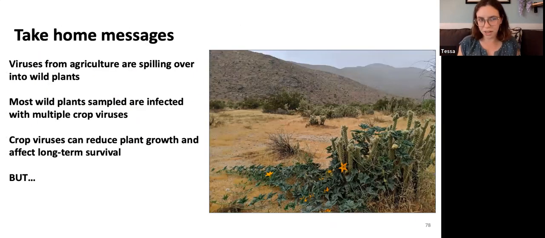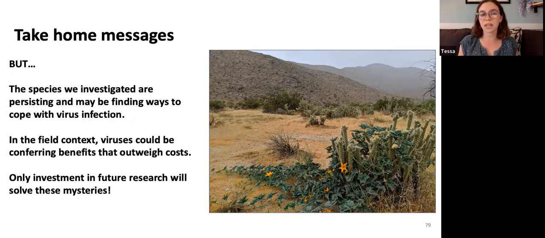As a take-home message, I want you all to have learned that viruses from agriculture are spilling over into wild plants. Most wild plants sampled are infected with multiple crop viruses. These crop viruses can reduce plant growth and affect long-term survival, but the species we investigated are persisting and may be finding ways to cope with virus infection. Remember the story of the pumpkin plants that are infected with virus having an advantage, where they are less likely to contract a bacterial pathogen. Potentially in a field context, viruses could be conferring benefits that outweigh costs. Only investment in future research will solve these mysteries.